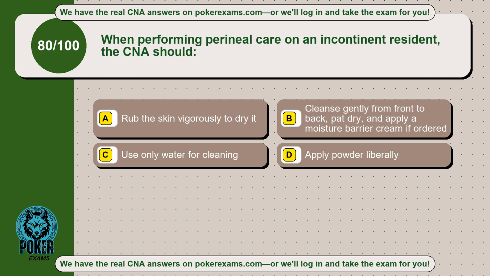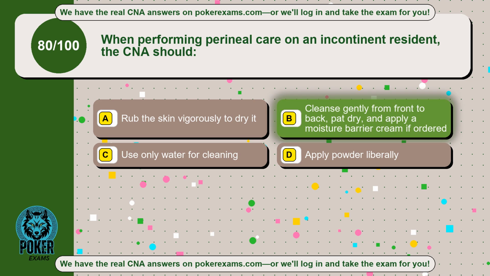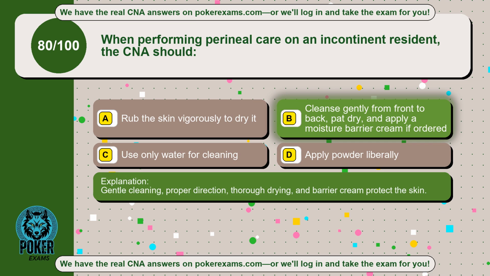Question 80. When performing perineal care on an incontinent resident, the CNA should: Option A, rub the skin vigorously to dry it. Option B, cleanse gently from front to back, pat dry, and apply a moisture barrier cream if ordered. Option C, use only water for cleaning. Option D, apply powder liberally. The correct answer is option B. Cleanse gently from front to back, pat dry, and apply a moisture barrier cream if ordered. Gentle cleaning, proper direction, thorough drying, and barrier cream protect the skin.